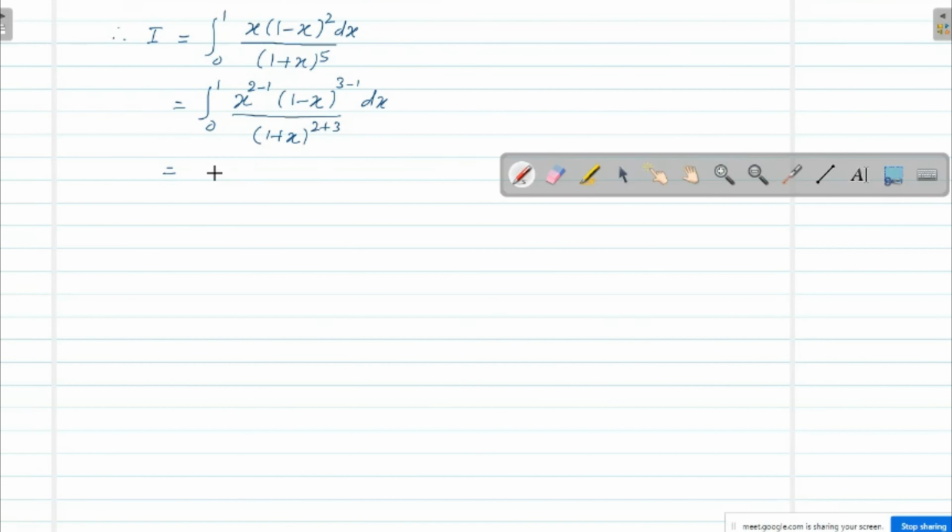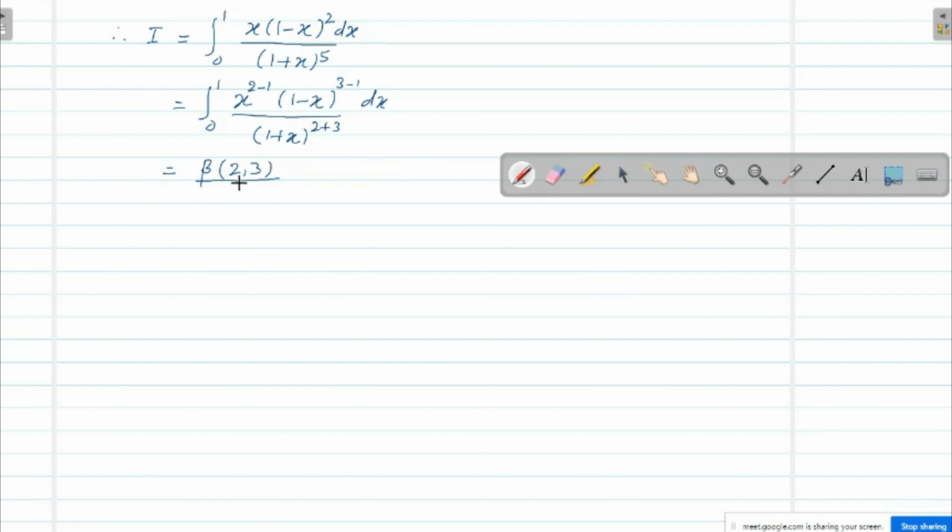But we know that this is the Beta function of m, n. Here m is 2 and n is 3. Sir, how did you write x as x^(2-1)? This is the adjustment: x^(2-1) gives you 1, the power is 1 only, and writing 3 - 1 gives you 2 only. So I wrote it this way to fit the formula. Okay, and this equals what?